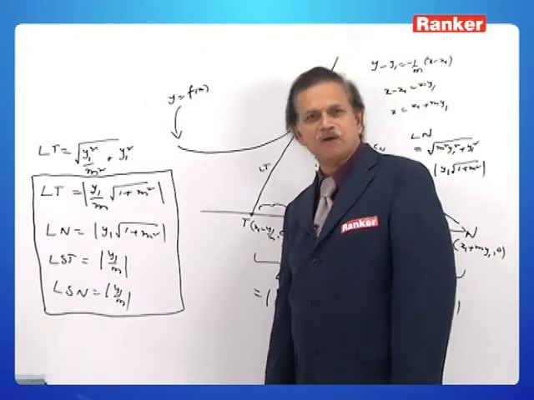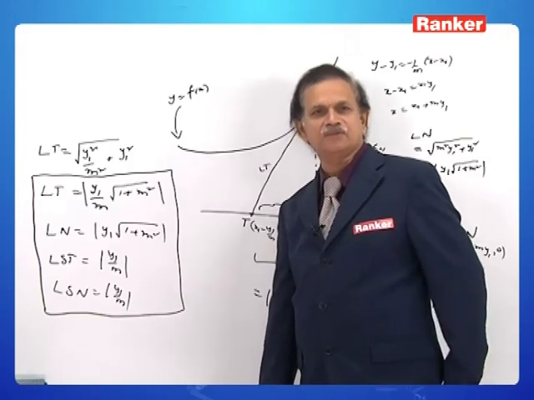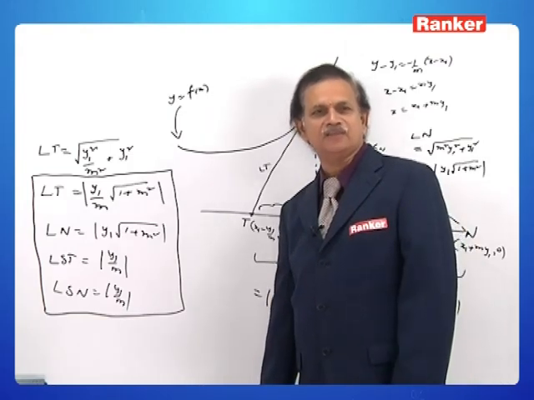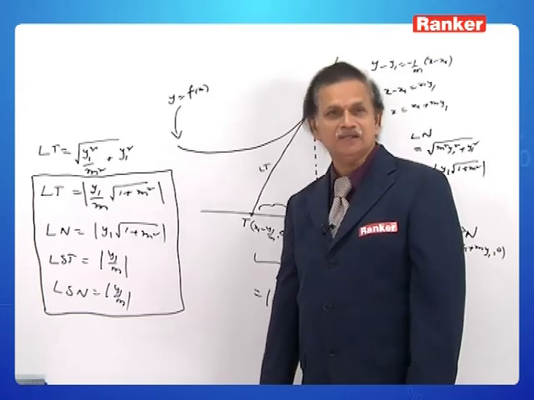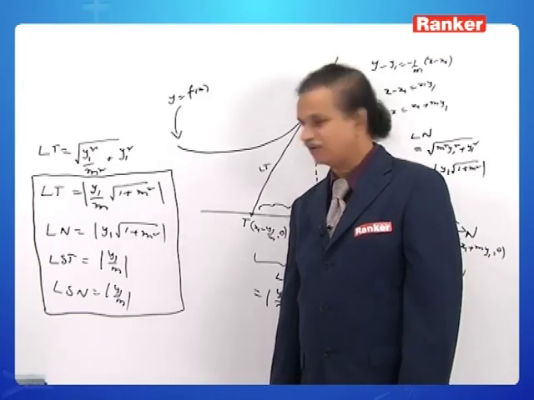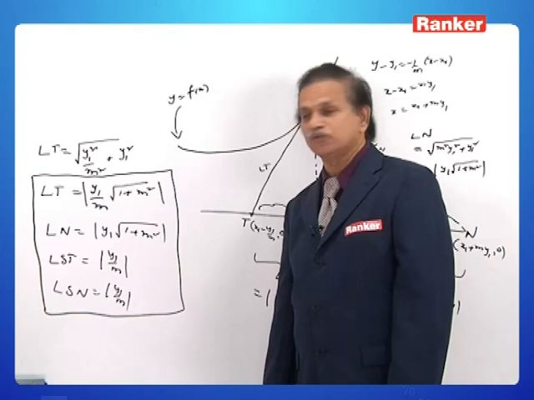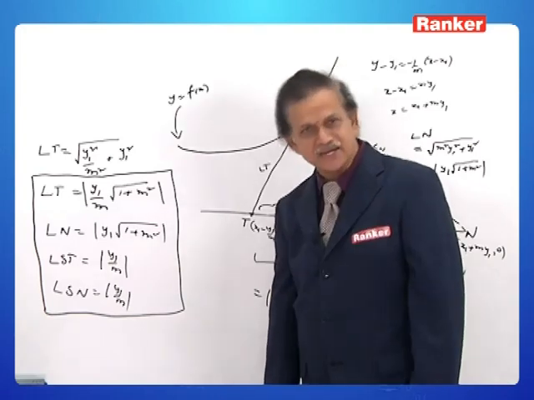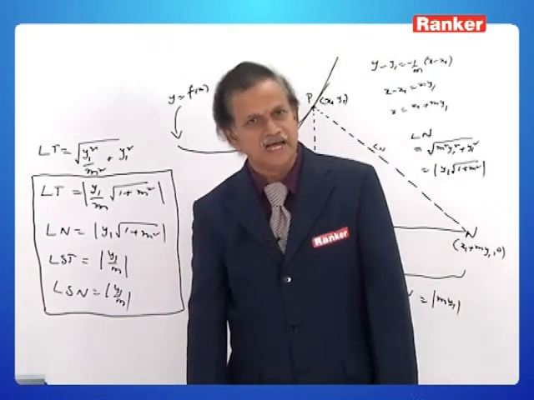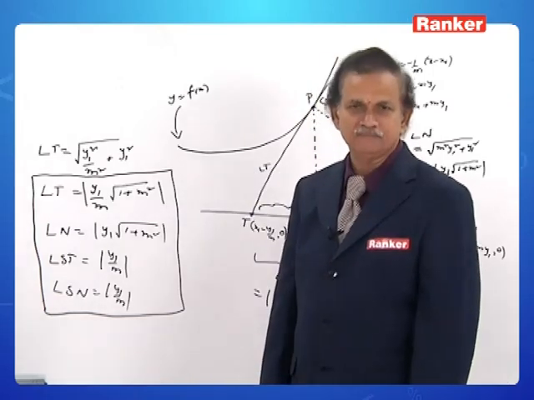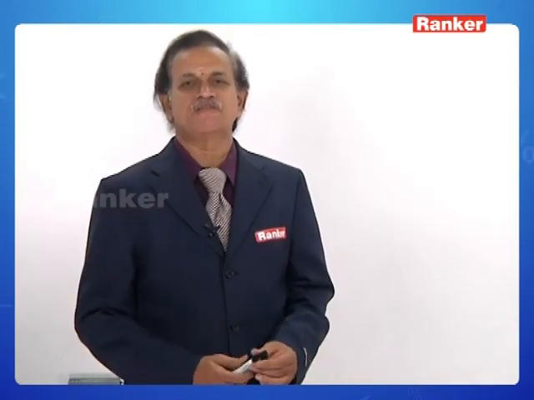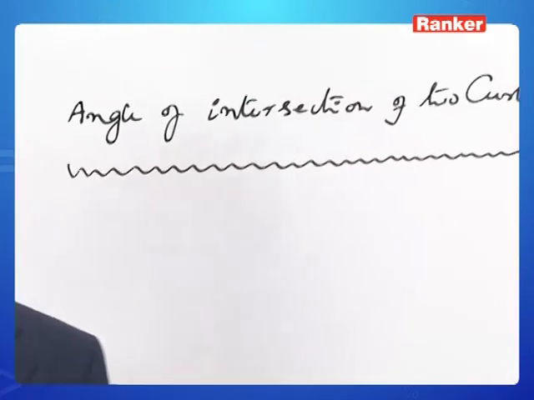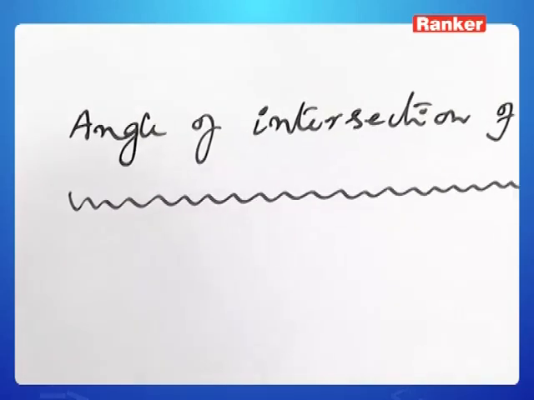This is about length of the tangent, length of the normal, length of the subtangent, and length of the subnormal. It is important to note them down in your mind, to reuse them as and when they are required. We shall now switch over to a new topic, namely angle of intersection of two curves.